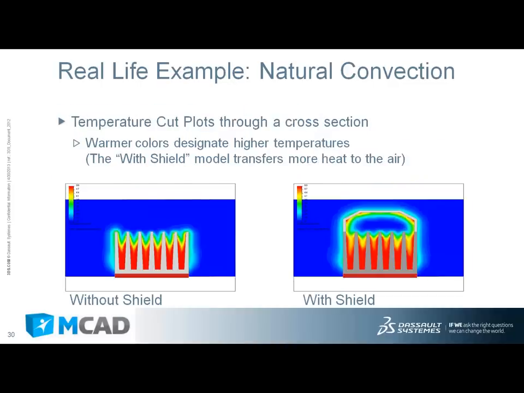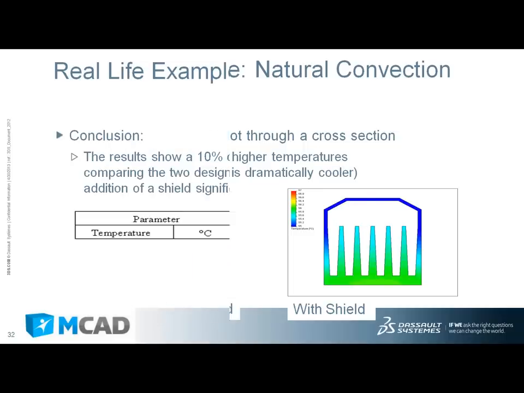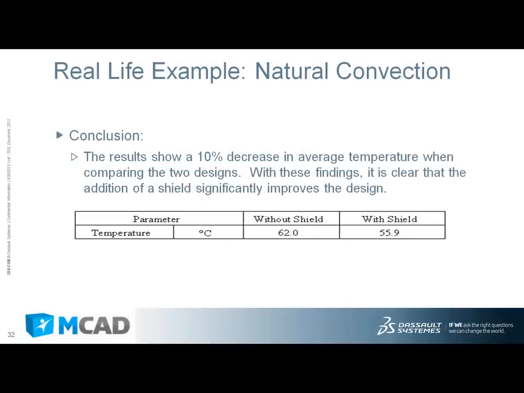And then a temperature plot where we can see a little bit more temperature distribution there on the one with the shield. And then looking at a temperature cut just through the solid, see the distribution where we have more dramatic cooling on the one with the shield. There again, the same scaling on each of the temperature plots. And so with the heatsink with the shield, we get a 10% decrease in the average temperature between the two.